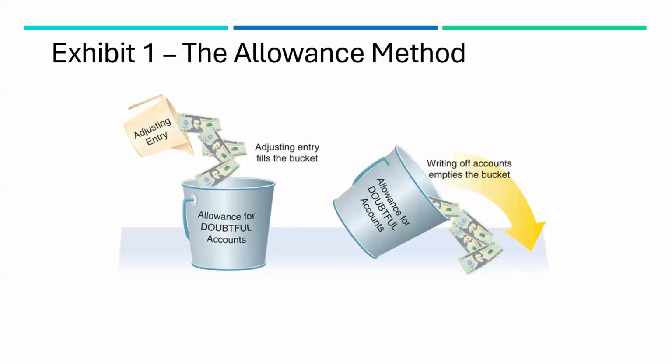And so writing off an account has no impact on the income statement. It's only the allowance entry that has an impact on the income statement, because that's what impacts bad debt expense.